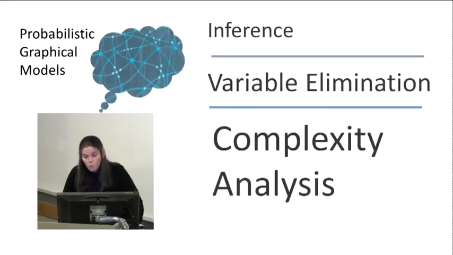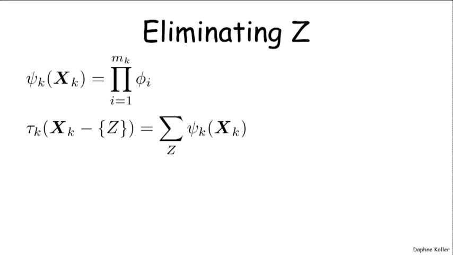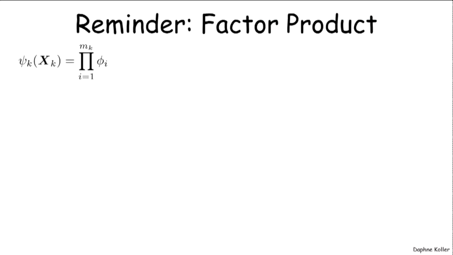Now let's think about what is the computational complexity of this algorithm. So let's first look at the basic operations that are used when we do an elimination step. And there are these two basic operations. There's the factor product and the actual marginalization. And so what we're going to do now is count the operations used by each of them. So let's start with the factor product.